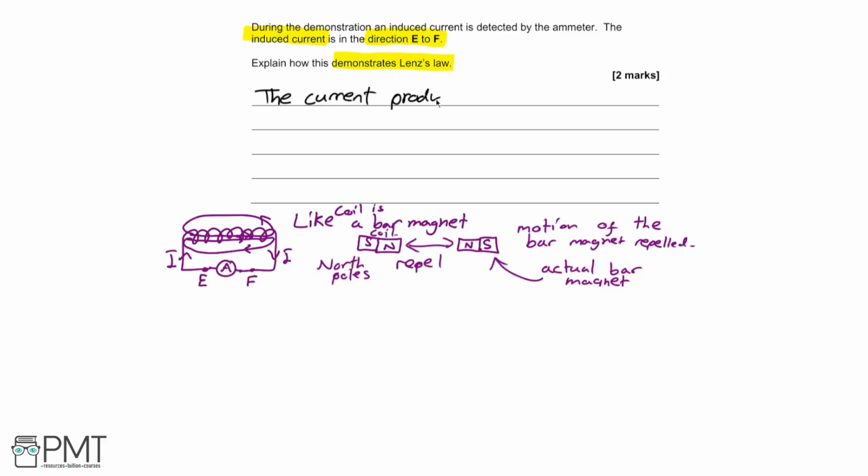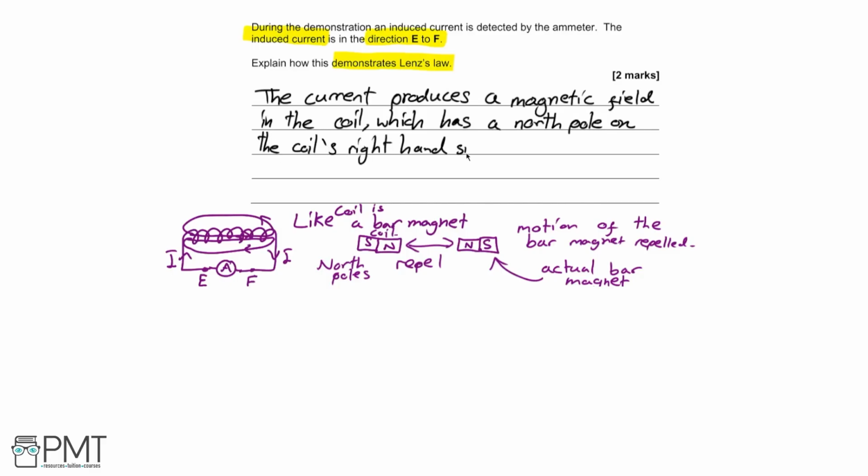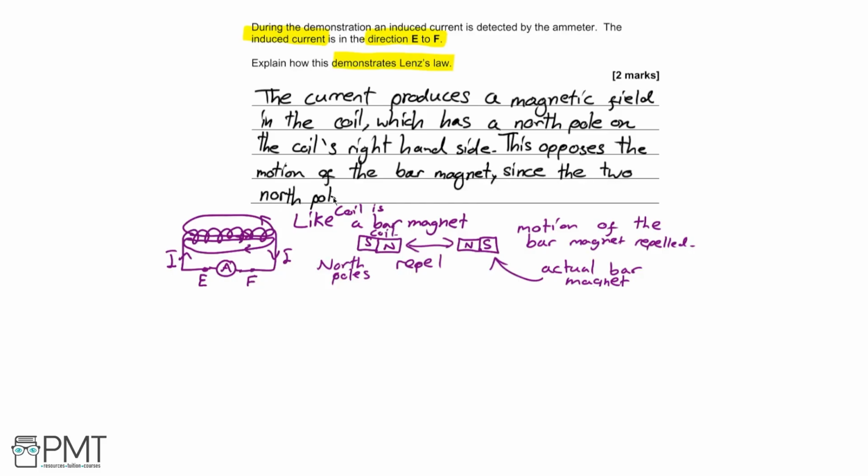So our answer is that the current produces a magnetic field in the coil, which is a north pole at the right-hand side of the coil. This opposes the motion of the bar magnet since the two north poles repel each other. In this question, we get 1 mark for saying that the current has produced a north pole on the coil's right-hand side. We get 1 mark for either saying that this opposes the motion of the bar magnet, or for saying that the two north poles repel each other.